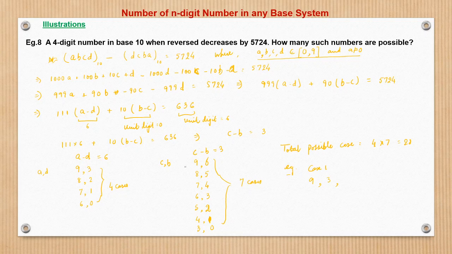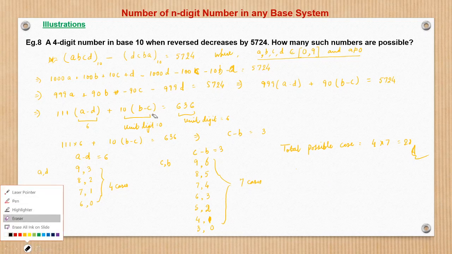how many values of B and C can I take? I can take 7 values, right? 9 6, I mean 9 3 9 6, 9 3 8 5, 9 3 7 4. So for every one case of A and D I can take 7 possible different C and B. So for four different cases of A and D, it will be 4 into 7, 28 cases, right? So that way 28 is the answer here. So this is an important concept here. Nothing much of a base system, but the approach is quite important, how to proceed ahead with questions like this.